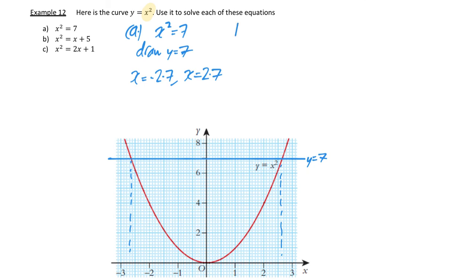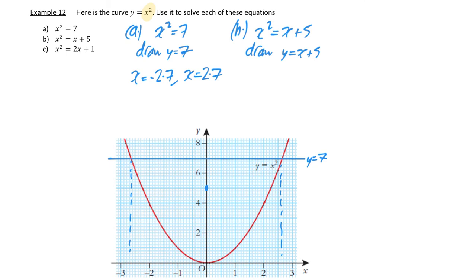Part B. Part B, we have to do x squared is equal to x plus 5. So in this case, we're just going to draw y is equal to x plus 5. You can see I have marked on my intercept here, which was 5, and I have to do a gradient of 1. I just want to show you this one.